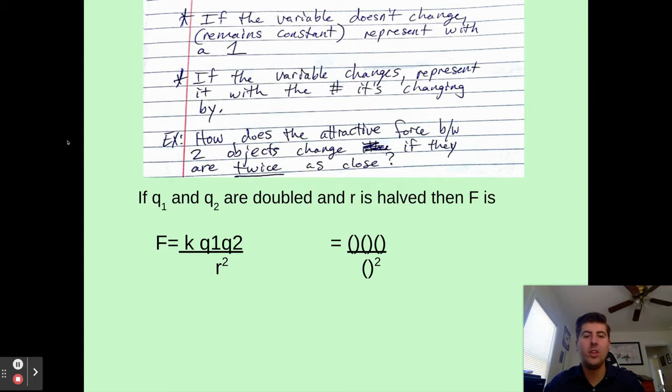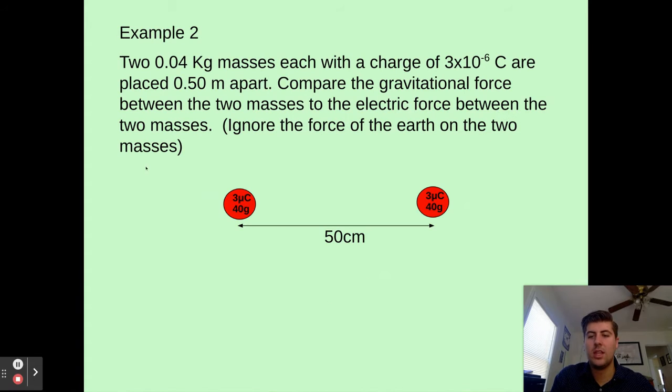I've got some helpful hints up here at the top. If the variable doesn't change, it remains constant, then what we're going to do down here with this equation is represent that variable with a 1. If the variable changes, we represent it with the number it's changing by. So over here we've got the equation, and over here in just a second I'm going to represent the variable with how much it's changing by.